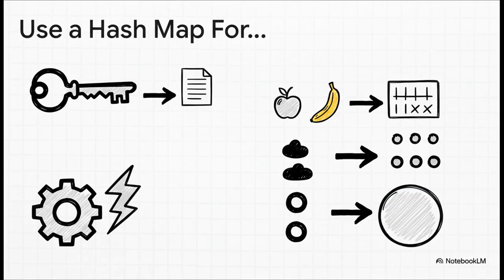And you'll use a hash map whenever you need to connect one piece of data to another. Want to count how many times each word appears in a book? Classic hash map problem. Need to store a product's ID and link it to its price and description? Yep, that's a map. It's all about creating that link between a key and its value.